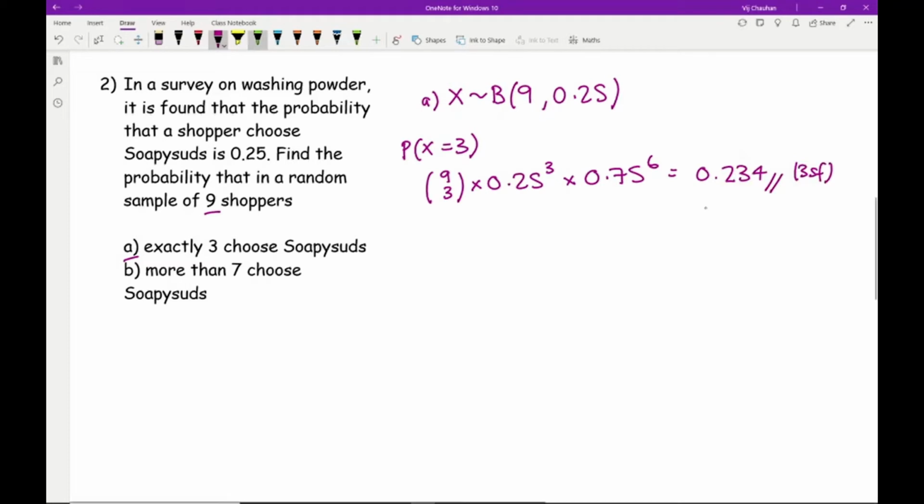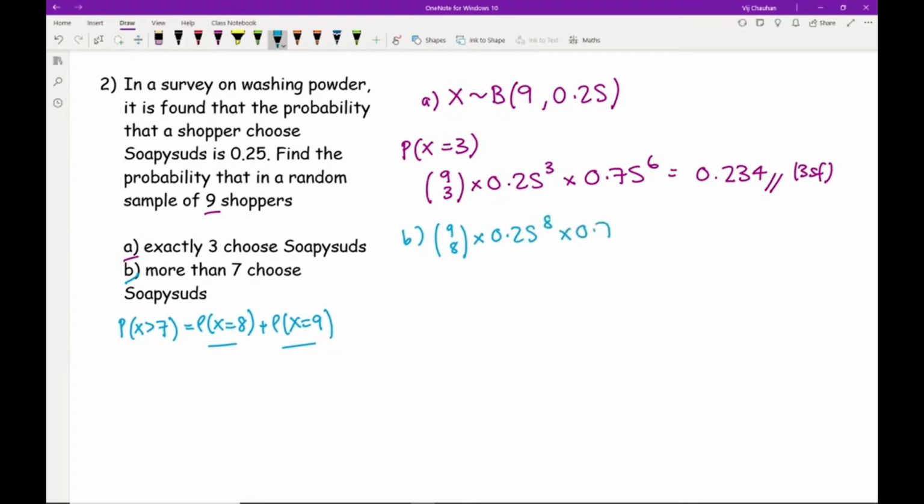And then for B, let's choose a different colour. Now for more than 7, it's out of 9, so more than 7 is looking at the probability that x equals 8 plus the probability that x equals 9, and these are the 2 probabilities that I need to find. First of all, let's work out 8. So 0.25 to the power of 8 times 0.75 to the power of 1, and if I type that into my calculator, it actually gives me a fraction, which in some cases is a little bit easier.